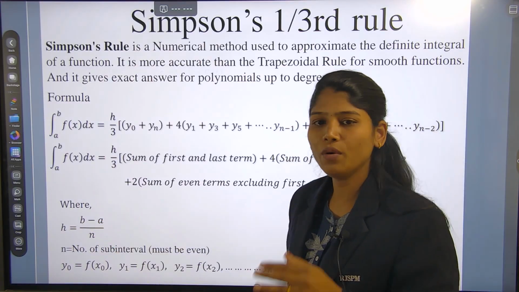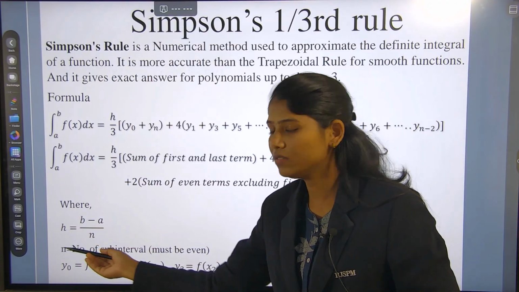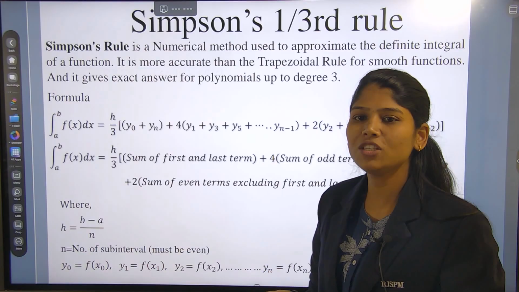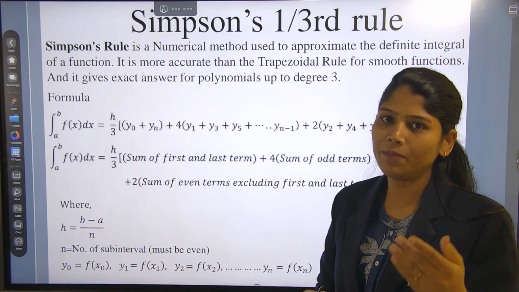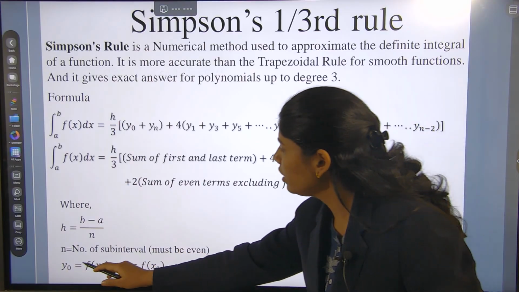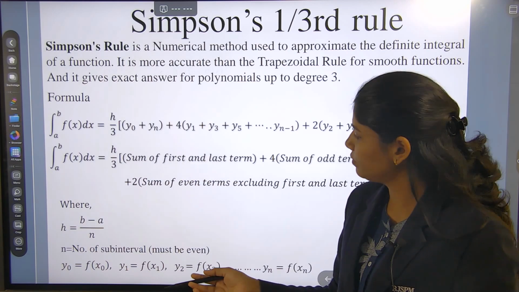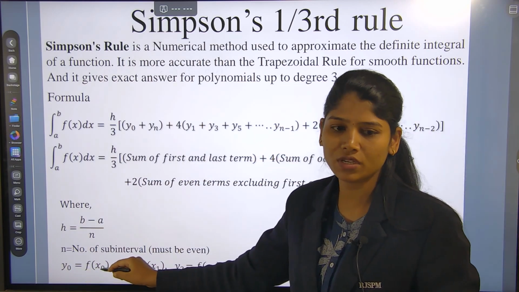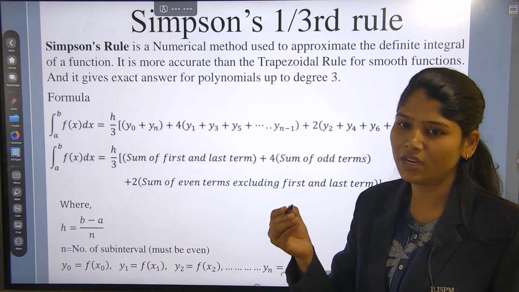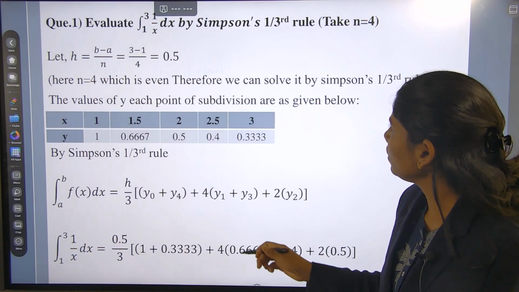So h equals b minus a upon n, where n is the number of intervals. For Simpson's 1/3 rule, n should be a multiple of 2, which means n must be even, where y0, y1, y2, up to yn are terms, where y0 equals f of x0, y1 equals f of x1. Put that value in the function and we will get y0, y1, y2 up to yn.